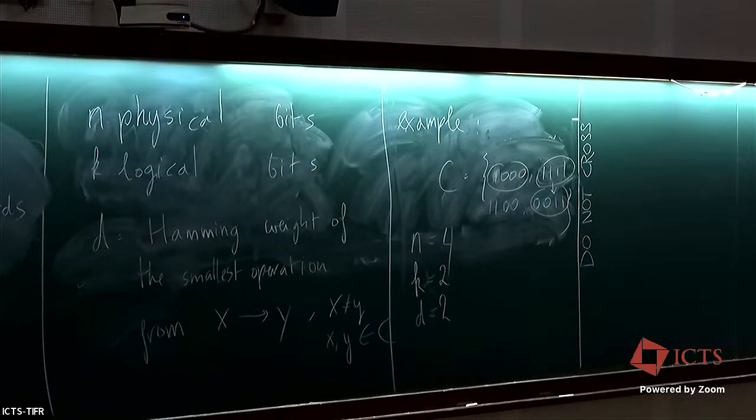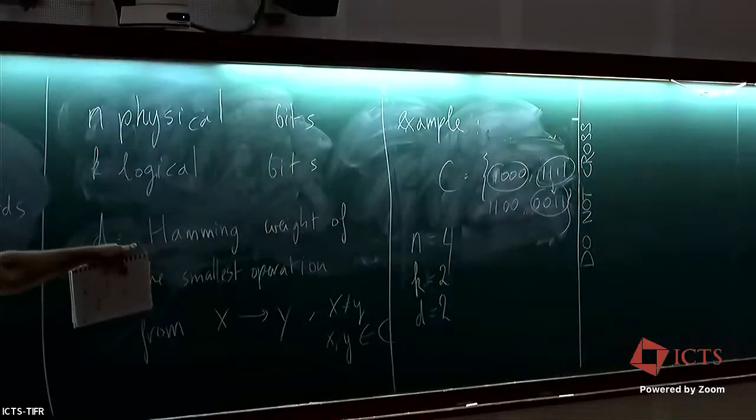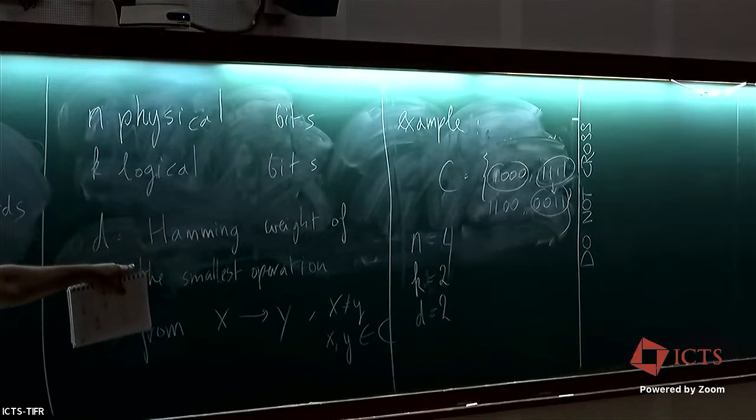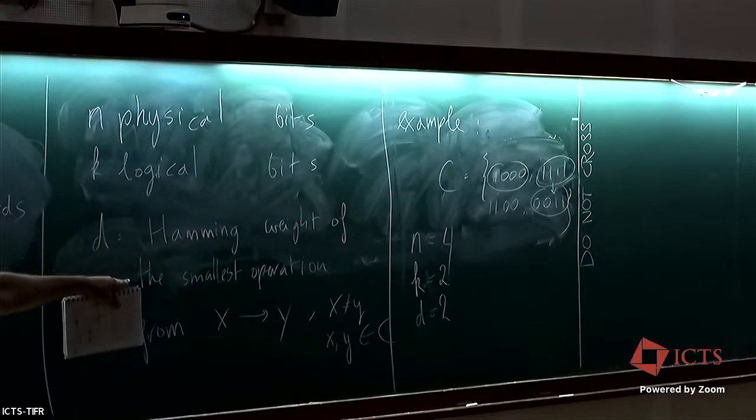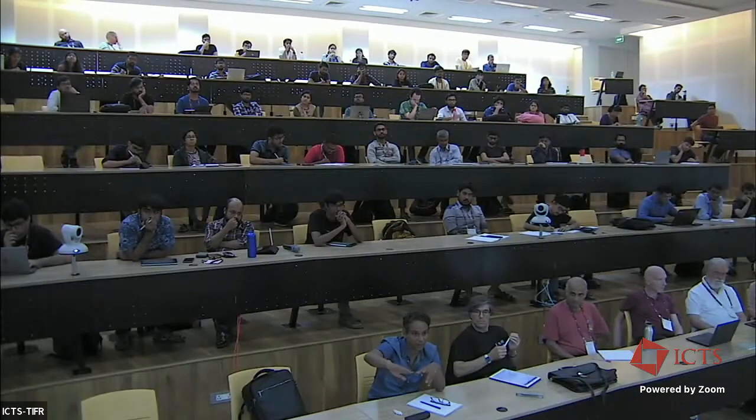Yes? What is the code space and what is the error space? What are you taking as a code space? In this example, the code space is these 4 logical code words. Anything that is not in the code space is in the error space. If I have an error which takes me outside, then I will say that's an error. We'll get back to it.